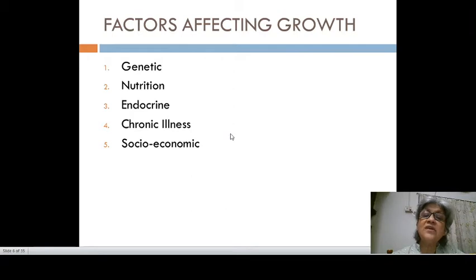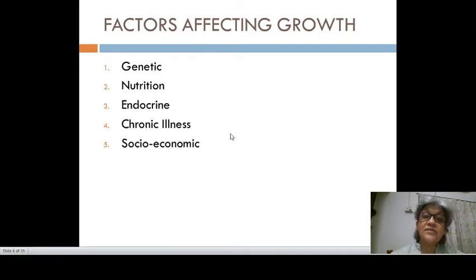So what are the common factors affecting growth? First of all, genetic. The genetic predisposition determines how a child is going to grow. So there is a familial trend, there is an ethnic trend behind which genetics plays a role. Also, there are certain genetic disorders leading to growth impairment. Next most important cause is the nutritional status. Nutrition directly affects growth. That is why to assess nutrition, we have to assess growth.